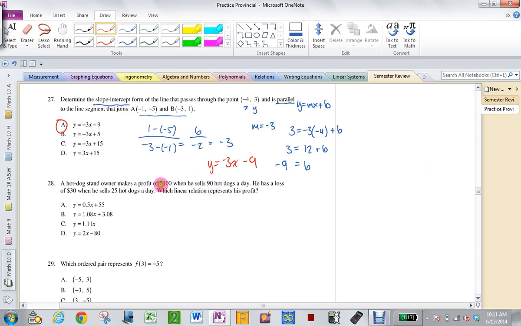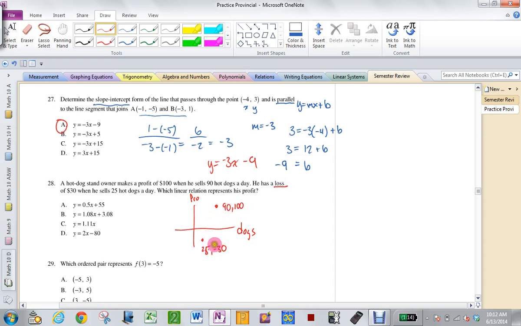A hot dog owner makes a profit of 100 when he sells 90 hot dogs. So, if I graph that, profit must be on here. Up and down, there's my profit, and this is my dogs. When I go to 90, I'm up at 100. 90, 100. When I sell 25, I lose 30. So at 25, I'm down here. 25, negative 30.